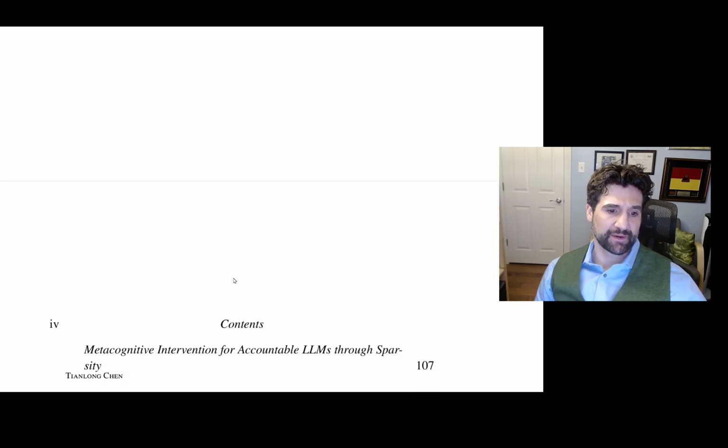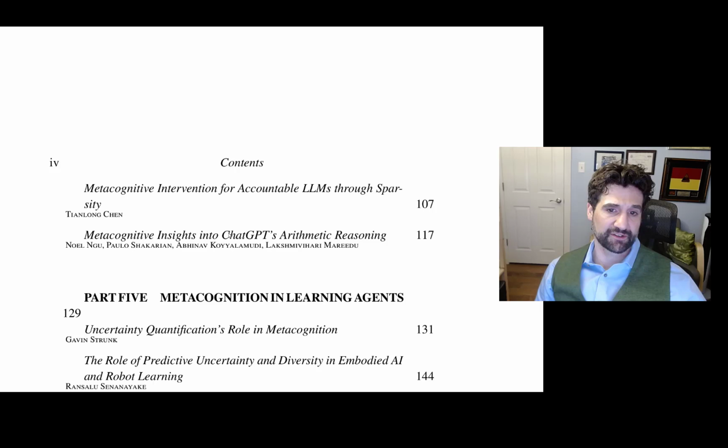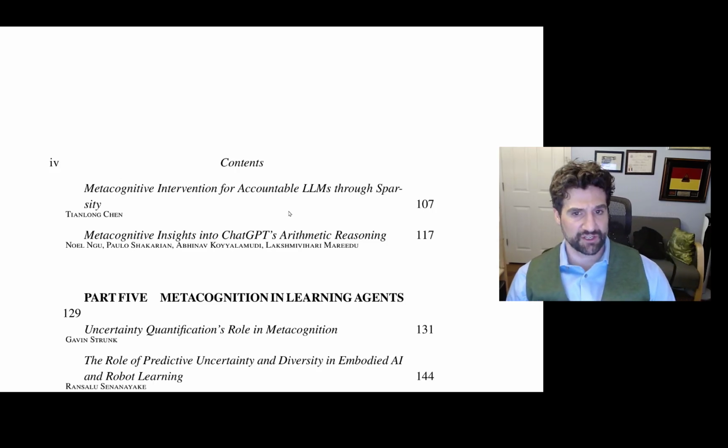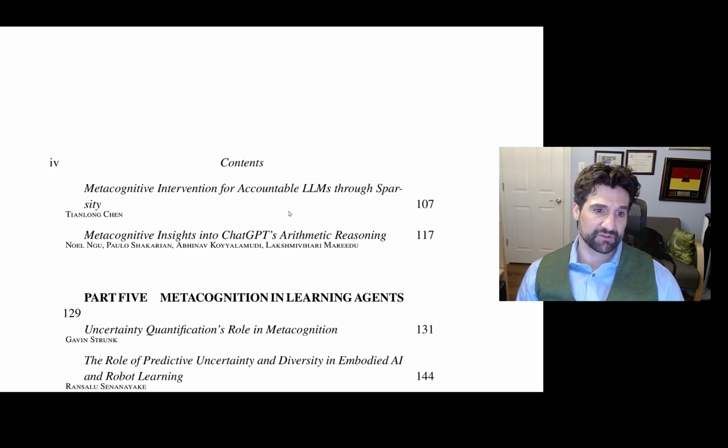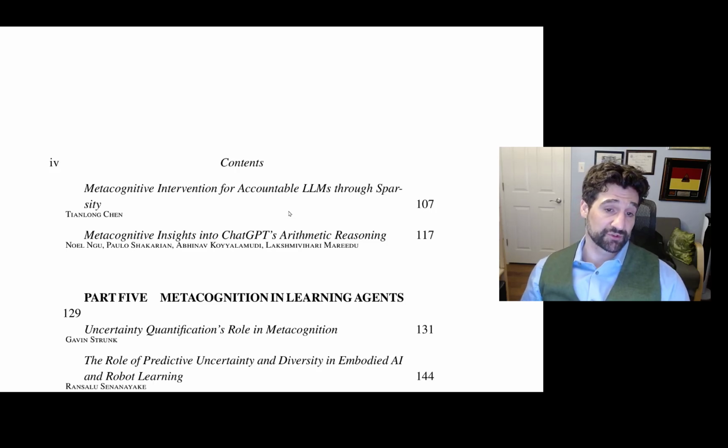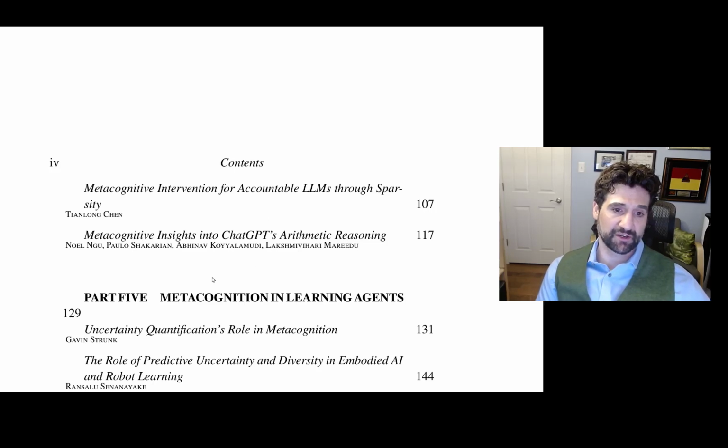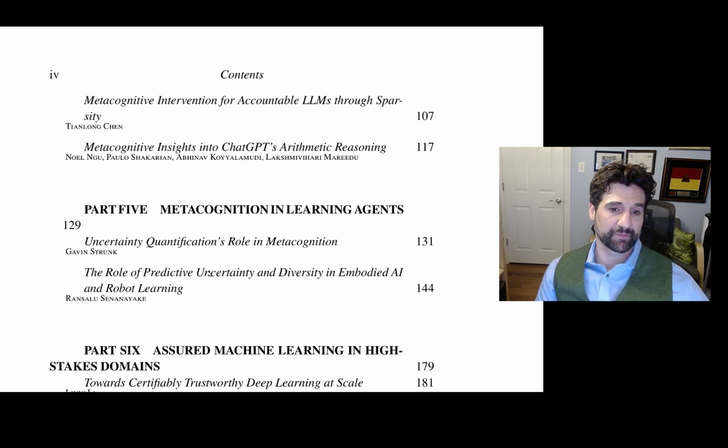And then we have a part of the book about metacognition with LLMs. Tianlong Chen, who is out of UNC Chapel Hill, an assistant professor there, talks about metacognitive intervention through sparsification of a neural network. So if you use techniques to sparsify neural networks, can they then give you insight into how it's processing information? Then we have a chapter on ChatGPT's arithmetic reasoning ability and getting some insights into why it fails there.